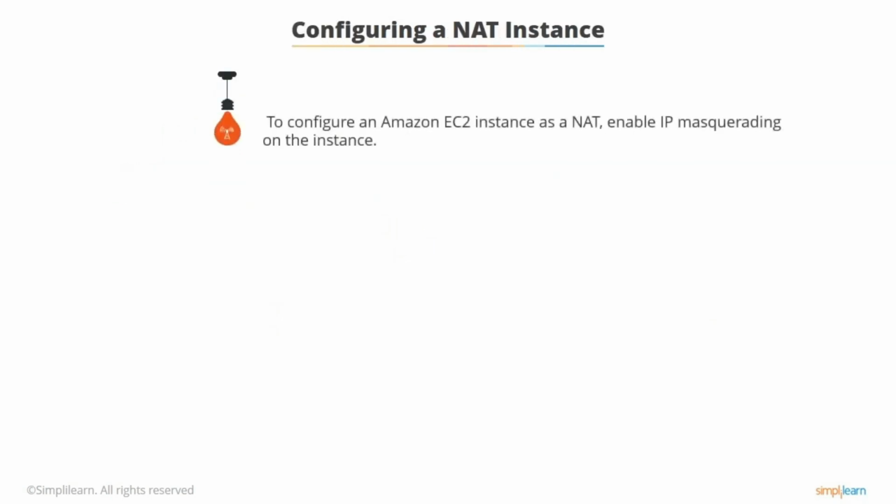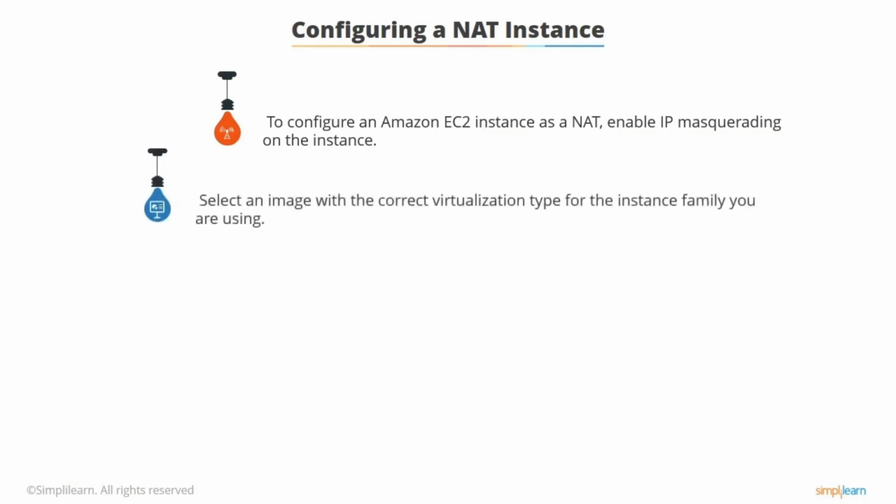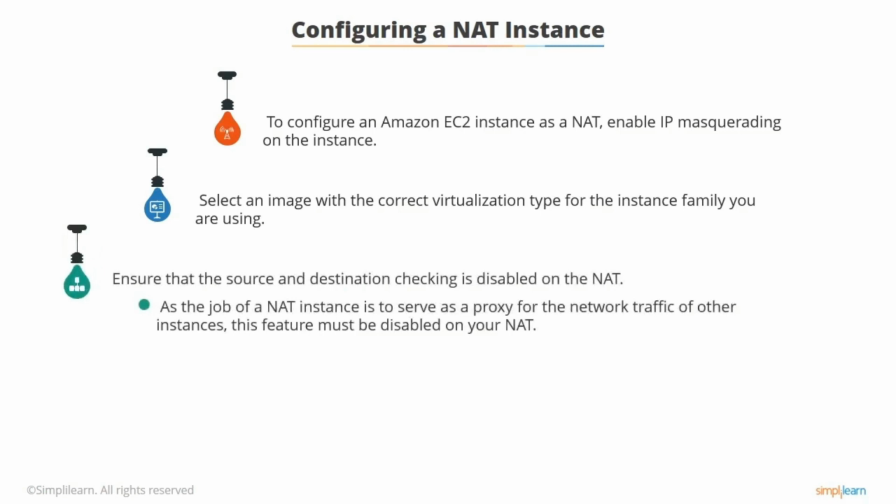To configure an Amazon EC2 instance as a NAT, you must enable IP masquerading on the instance. It can be done manually, or you can search for an AWS Community AMI image that is pre-configured to serve as a NAT. Ensure that you choose an image with the correct virtualization type for the instance family you are using. For example, you cannot use a PV image for your NAT if you plan to deploy the NAT as a T2 instance. Ensure that the source and destination checking is disabled on the NAT.